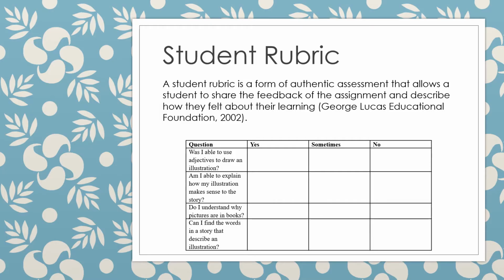A student rubric is a form of authentic assessment that allows a student to share the feedback of the assignment and describe how they felt about their learning. This is critical to the performance task because students will address what they liked about the task, what they didn't like about the task, and share what they learned and what they feel uncomfortable with. For this specific student rubric, students are asked questions and they answer yes, sometimes, or no. The following questions are what they need to answer.